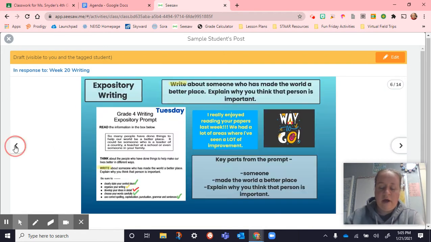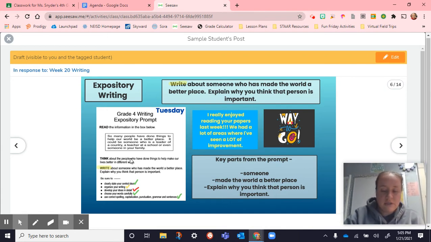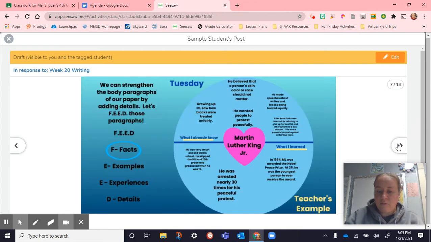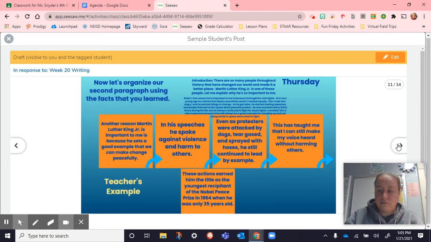So we've been working on this prompt now for 2 weeks, so they're looking really good. We've been making our paragraphs a lot stronger. So we're writing about someone who has made the world a better place. We're explaining why we think that person is important. So here we are on page 11.